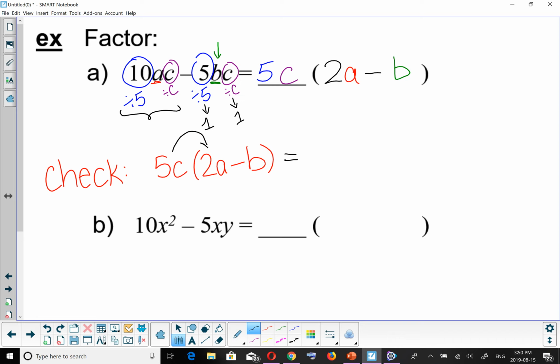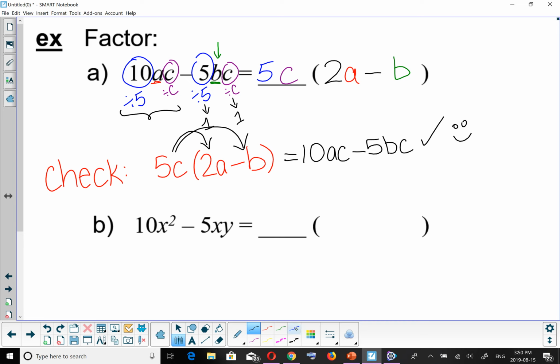Well, I'm going to multiply through. 5 times 2 is 10. The C and the A I can't do much with. I usually just write them in alphabetical order. And then moving on, keeping in mind that this is like a -1, so I'm multiplying -1 by 5. So I have -5, and B times C, well, they're going to stay. So I do, in fact, end up with what I started with. So I know I've done this correctly, and that's the great thing about factoring, is you can always check your answer. I will do one more with you.